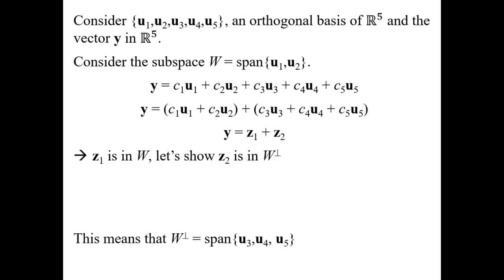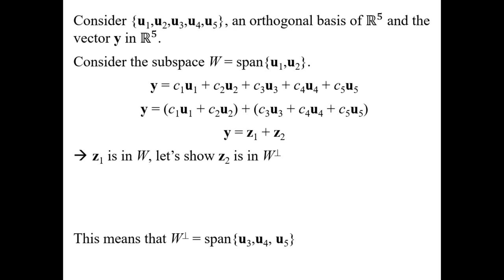So consider the situation. Let's try it again. This is an orthogonal basis for R5. So it's a basis for all of R5. Notice that there are 5 vectors, so that's good. It's an orthogonal basis, which means that each of them is orthogonal to the others. And then we're looking at some other vector y, which is in R5.